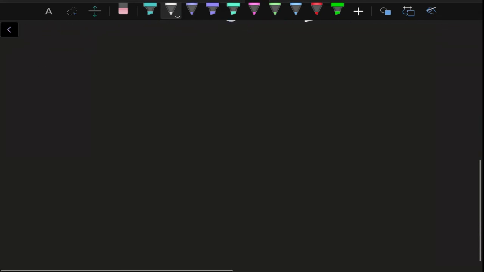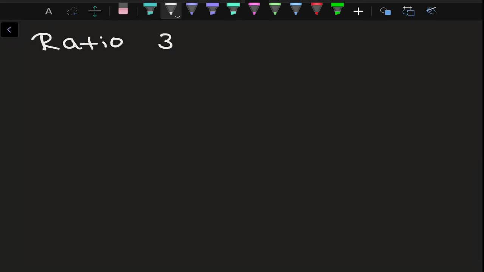Another example here is if we have the ratio 3 to 1, I can also write this as 3 over 1, or I can write it as 3:1.